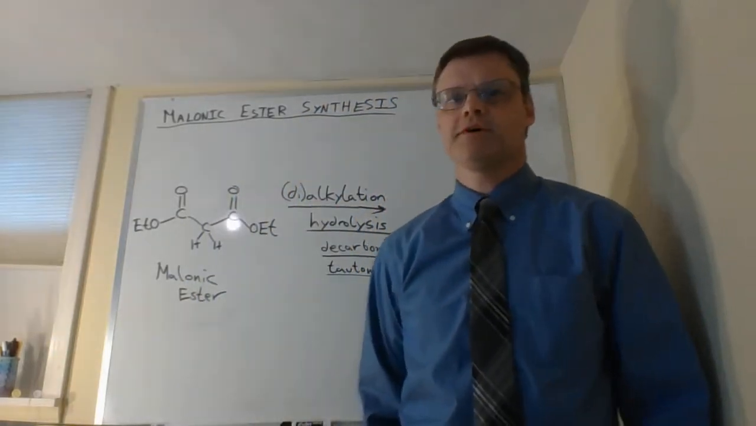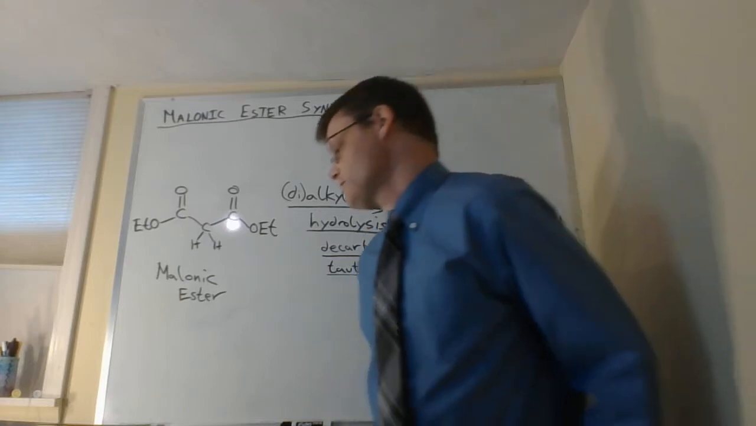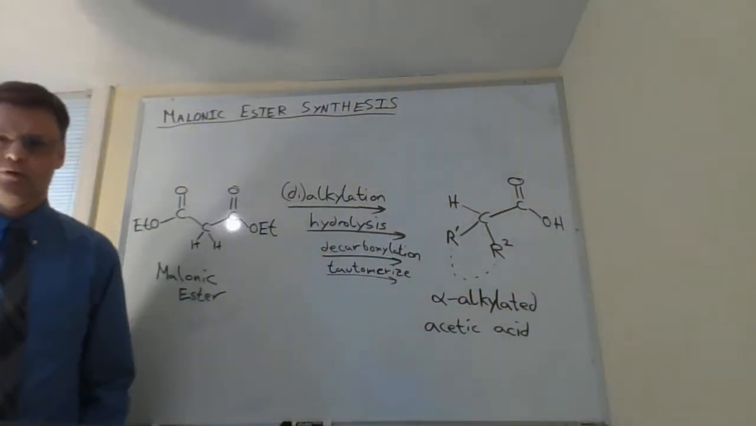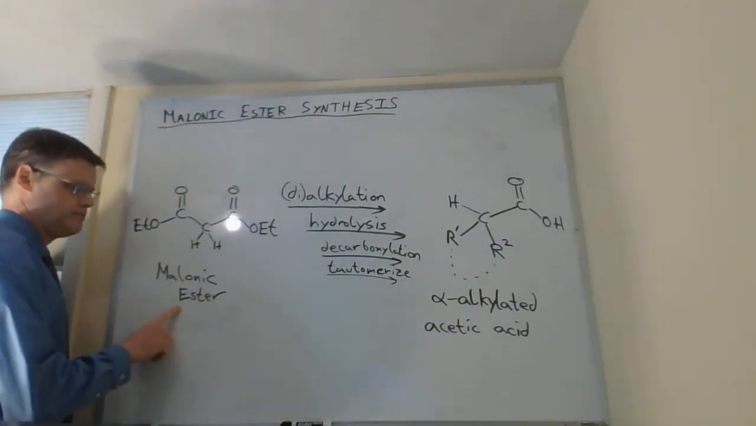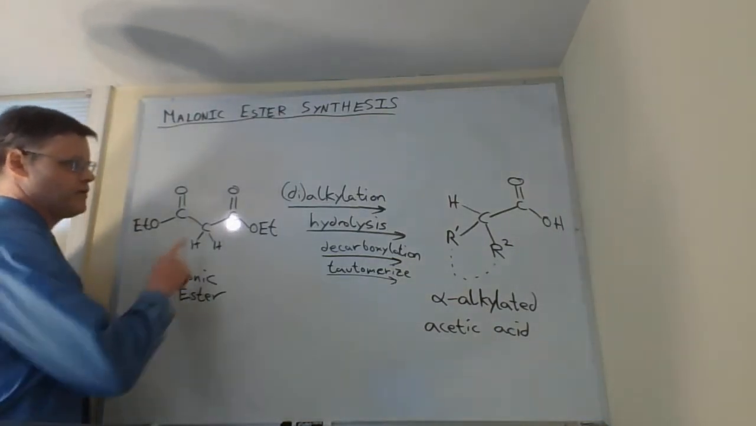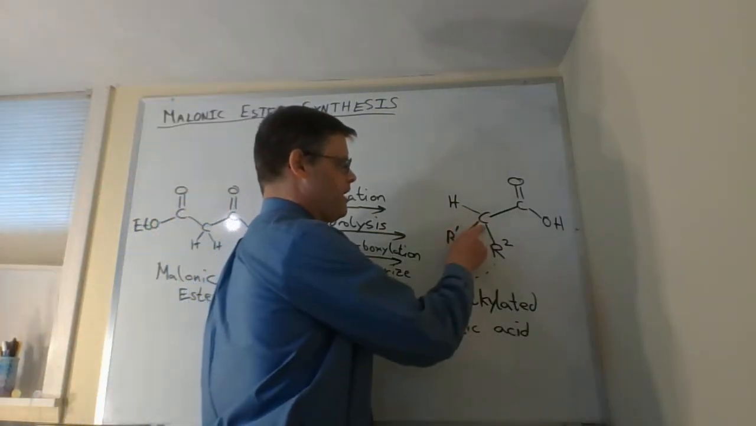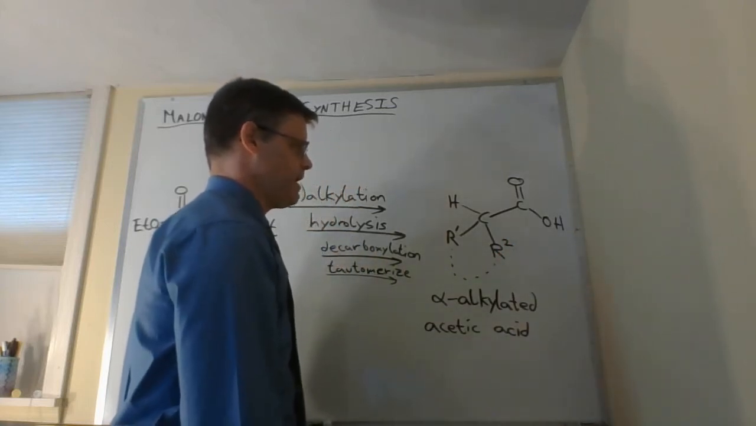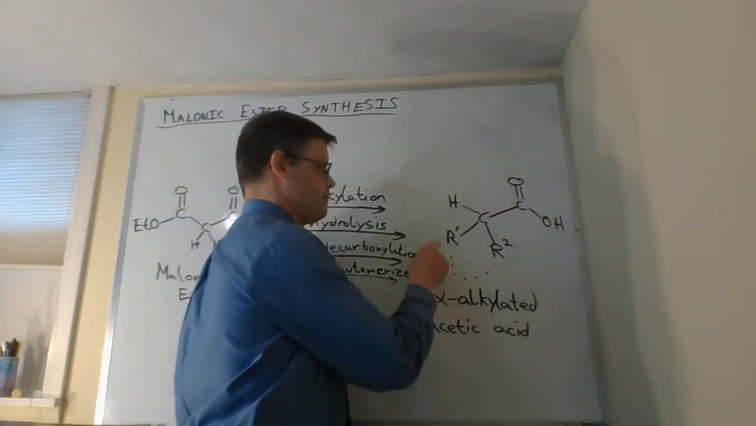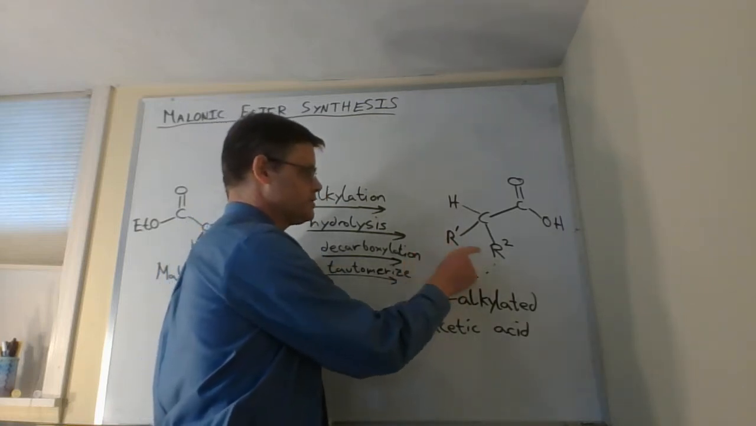Hello, in this video I'm going to cover the malonic ester synthesis. The malonic ester synthesis is a way we can take diethyl malonate, or malonic ester, and through a series of steps we can make an alpha alkylated carboxylic acid. And we can either put on one alkyl group or we can put on two alkyl groups.